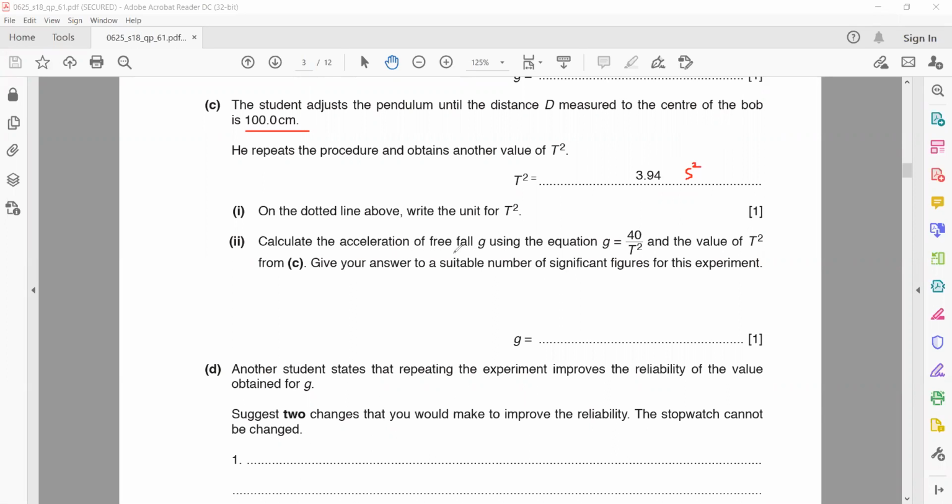Then calculate the acceleration of free fall using the formula g is equal to 40 divided by t square. So g is equal to 40 divided by t square, which is 3.94. So 40 divided by 3.94, what is the answer? 10.2 meter per second square.